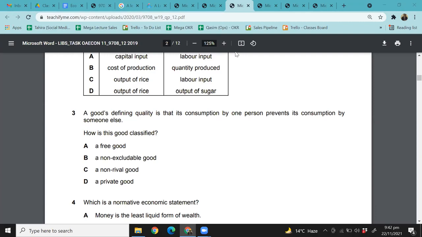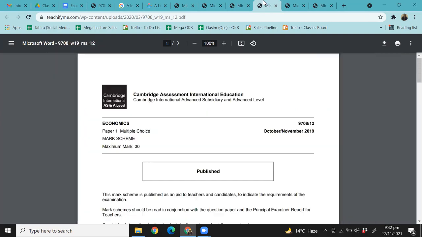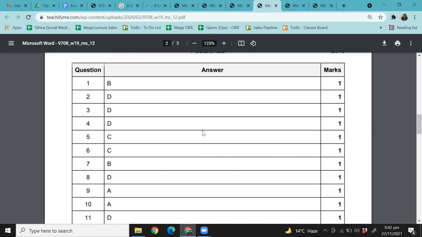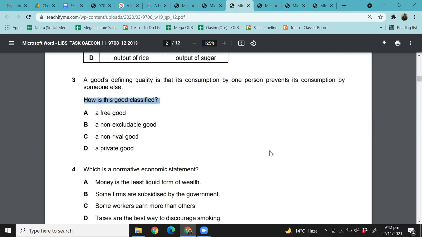And I did say that private goods are rival, right? Private goods are rival. So what would be the nature of the good? Be careful. What's the question asking you? The question is asking you, how is this good defined? So if any good has this characteristic of rivalry, how do you define that good? And you have to say it's a private good, right? Very good. So 3 is D.